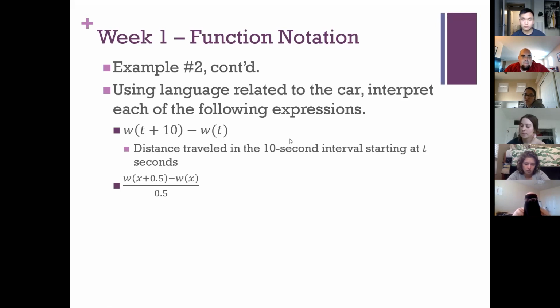And then finally, this ratio here, W of x plus 0.5 minus W of x divided by 0.5. Half the distance, double the distance traveled during a 0.5 second interval starting at x seconds. Okay, good. So dividing by 1/2 is the same as doubling it, sure. So mathematically, that's absolutely what's going on. Starting at time equals x seconds, I want to know how much distance I am going to travel in the half second after that, and then I'm multiplying that by 2.